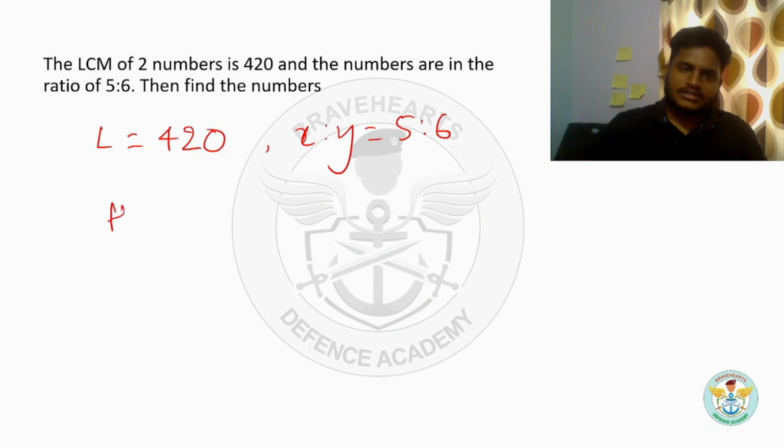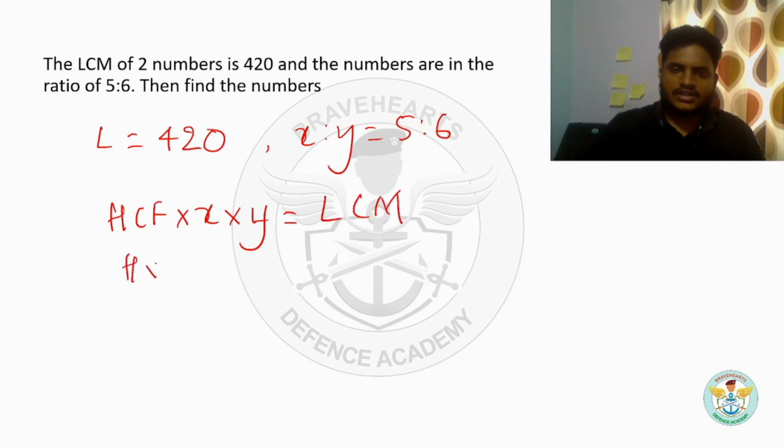HCF into the ratio of numbers, that is x into y, is equal to LCM. We'll use this formula. We don't know the HCF, so let's keep it as x only. The value of x is given as 5 and the value of y is given as 6. LCM is given as 420. Let's multiply 5 and 6, it is 30. The 0 will get cancelled with 0. 3 ones are 3, 14s are 42.